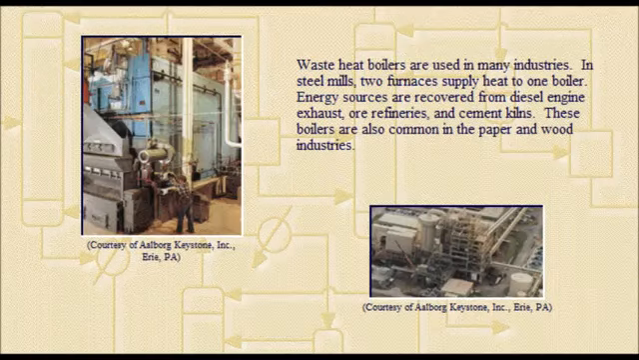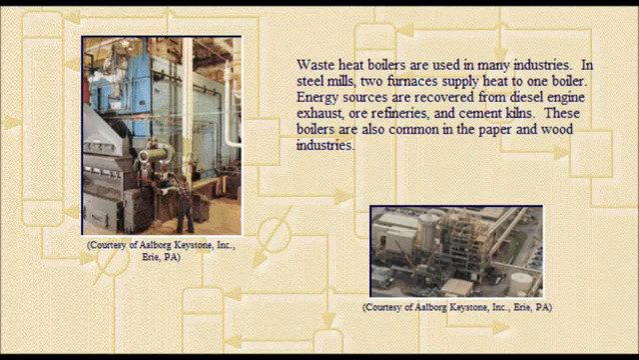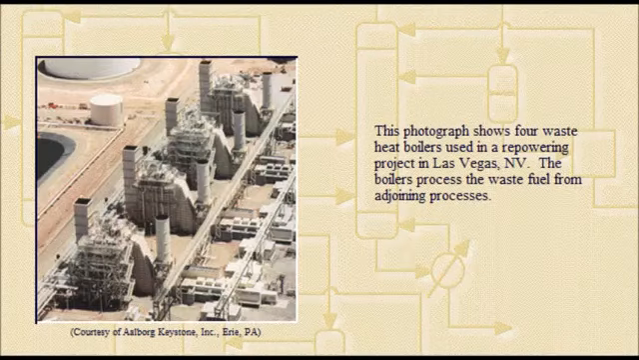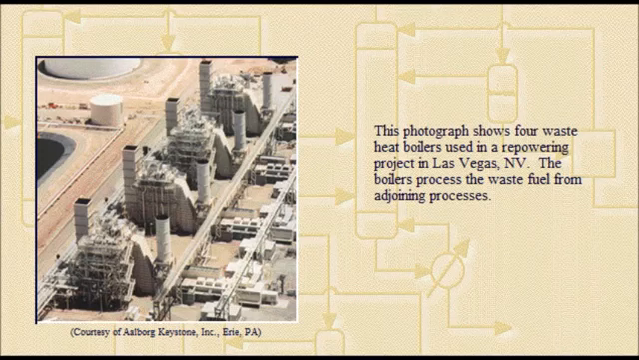Waste heat boilers are used in many industries. In steel mills, 2 furnaces supply heat to 1 boiler. Energy sources are recovered from diesel engine exhaust, or refineries and cement kilns. These boilers are also common in the paper and wood industries. This photograph shows 4 waste heat boilers used in a repowering project in Las Vegas.